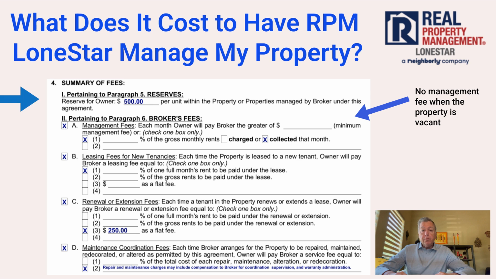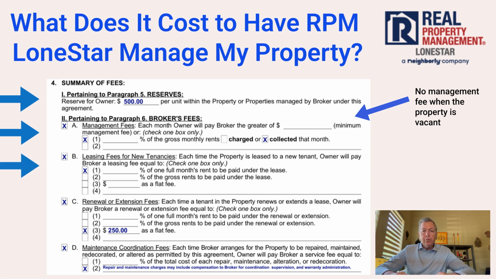First, a reserve is established and held in your trust account. This is not a charge, it's your money, set aside so routine and time-sensitive maintenance can be handled without delays. Next are our ongoing management services. These cover the day-to-day work required to operate the property, including compliance oversight, resident communication, maintenance coordination, financial administration, and readiness. We do not charge a monthly management fee when the property is vacant.